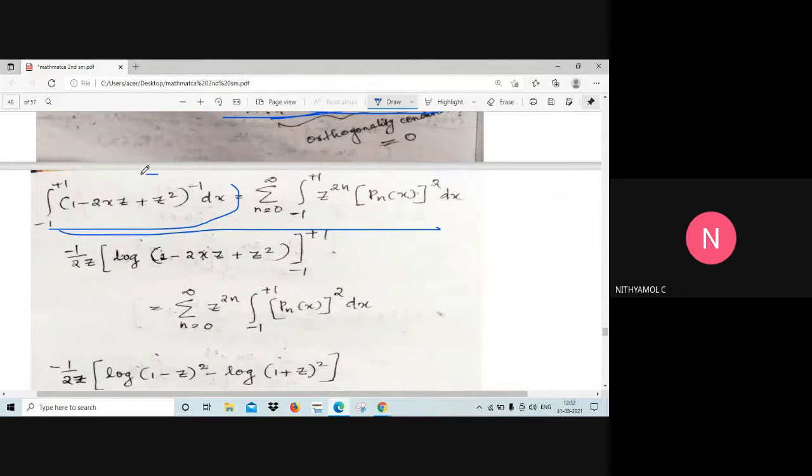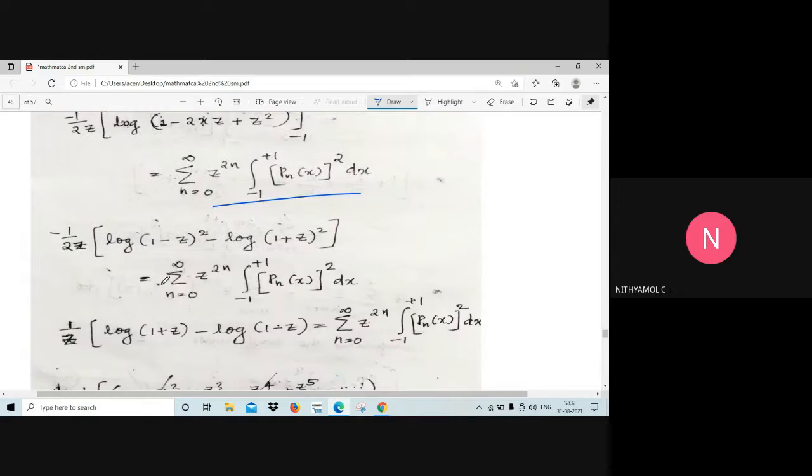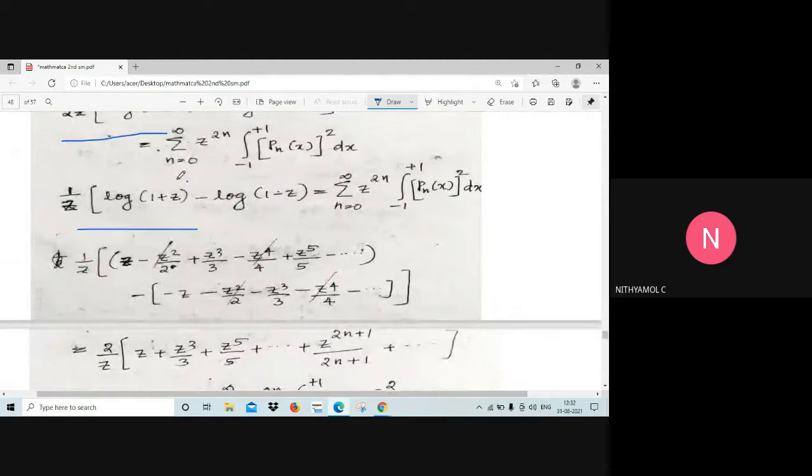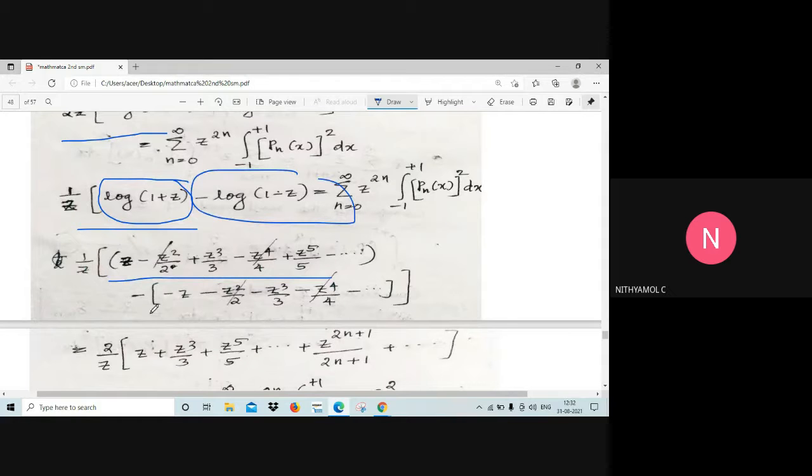Now the left hand side. Take the LHS, it is integrating, so -1 by 2z log of (1 minus 2xz plus z square) within the limit -1 to +1, which is equal to the RHS. Then the LHS is 1 by 2z times log of (1 plus z) square minus log of (1 minus z) square, which is 1 by z times log (1 plus z) minus log (1 minus z). I am expanding log (1 plus z) as this term and log (1 minus z) as this one.